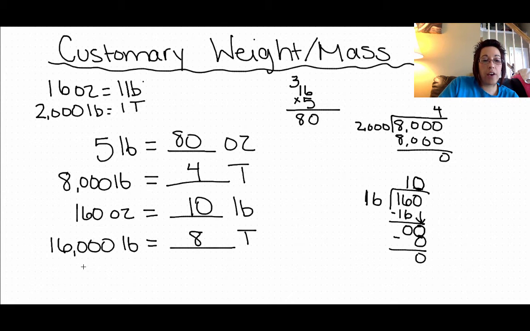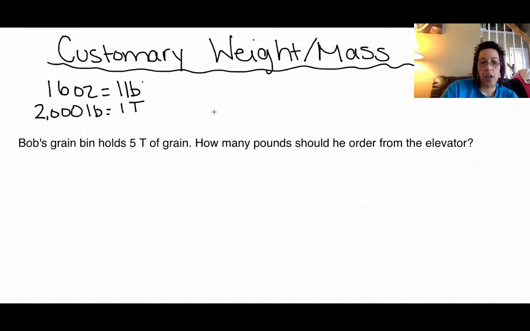In this example, we learned that Bob's grain bin will hold 5 tons of grain. How many pounds should he order from the elevator? The elevator is where he gets the grain. 5 tons is what his bin will hold. We need to know how many pounds he needs to order.